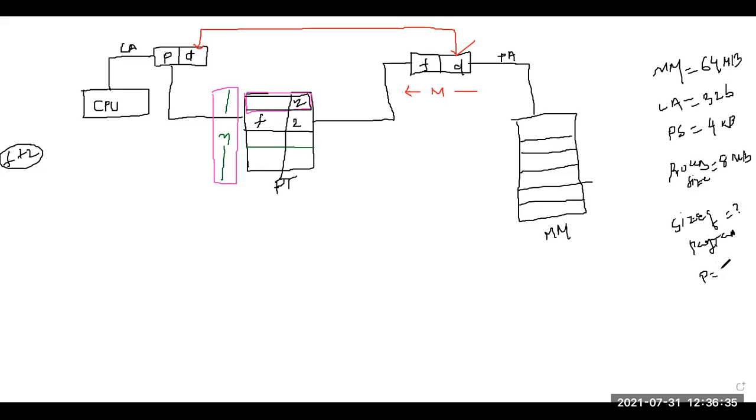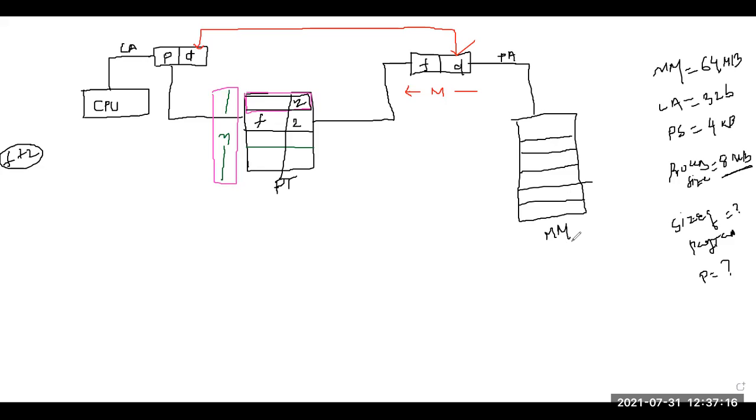How many bits will be used for P? Number of bits used for pages. Solve this question. So how to solve first? Process size is 4 KB. Sorry, page size is 4 KB. Process size is 8 MB.